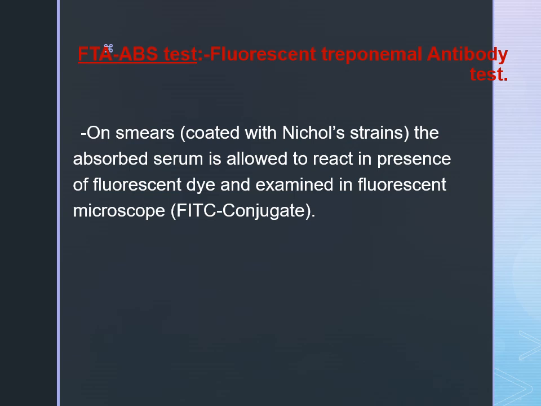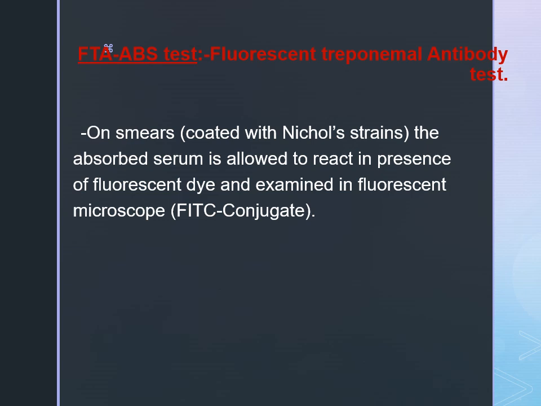तो वो जो स्लाइड होगी वो पहले से ही ट्रिपोनेम पैलिडियम जो कि निकोल्स स्ट्रेन है उससे कोटेड होगी, बट वो किल्ड होंगे, ठीक. And उसके ऊपर we have put the patient serum sample, we have layered on that. So if the patient serum में अगर एंटीबॉडीज हैं against this pathogenic Treponeme, so this antibody will bind to the Treponema pallidum which is present on the slide, and they will bind with each other.